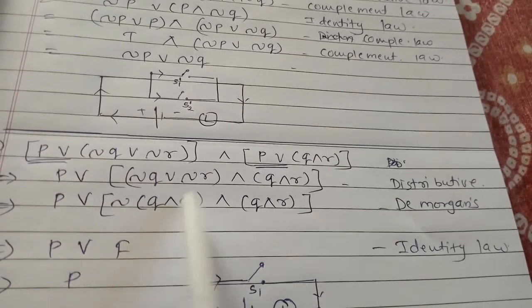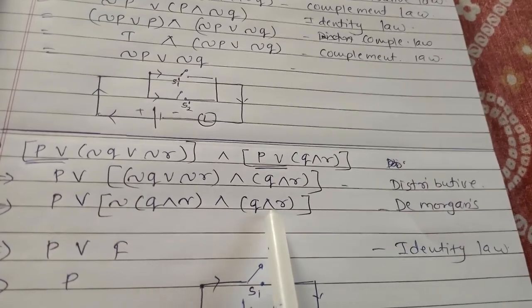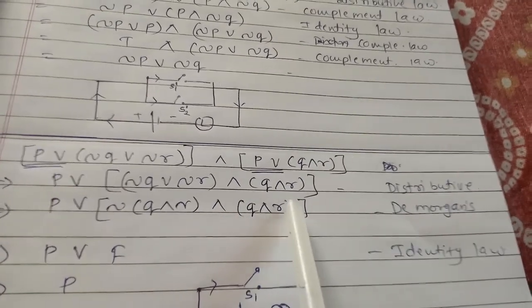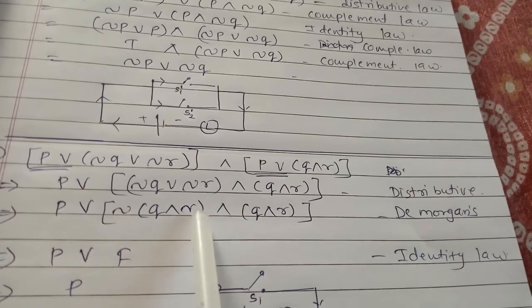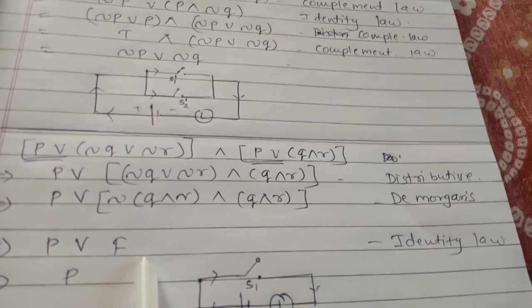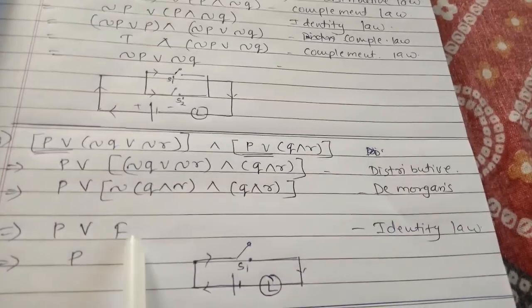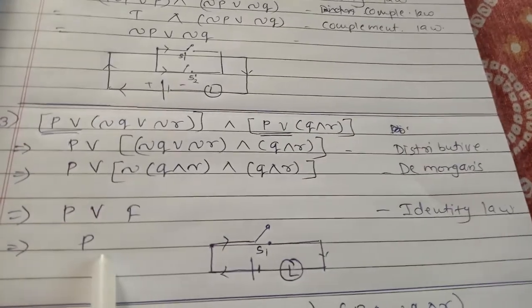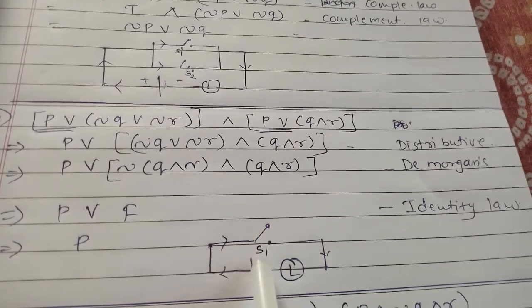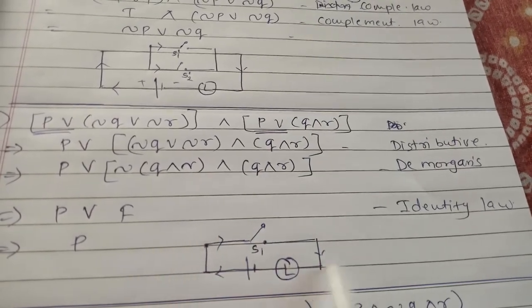Now again see, both the brackets are same and here is a negation. So if we consider this total bracket as true, then it is negation of true, means false. So false conjunction true. What is the answer? It is false. So by identity law we get this one. And P disjunction F is nothing but P, means only one switch is there. So S1 we write here. So this is the circuit diagram of this one.